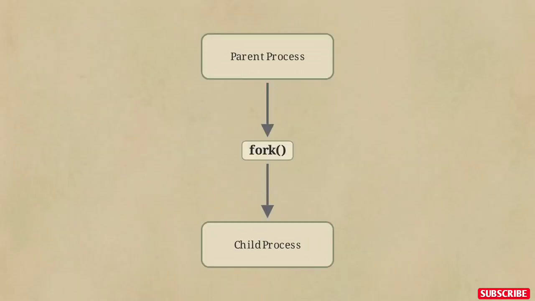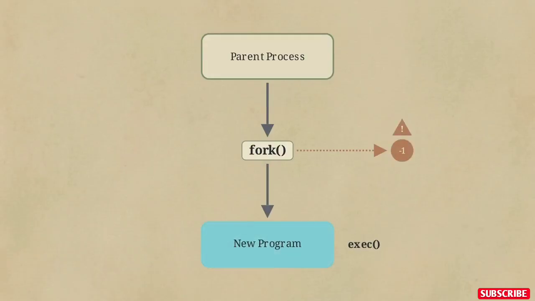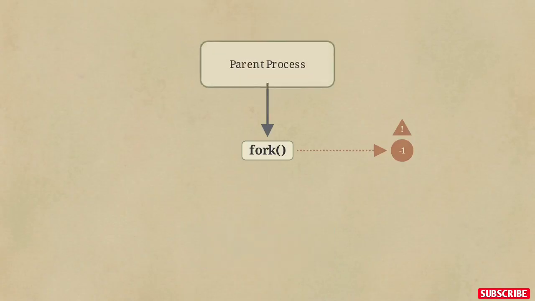The fork system call creates processes. It returns 0 to the child and the child's PID to the parent, or -1 on failure. The child uses exec to load a program, while the parent calls wait until the child finishes, preventing zombie processes.